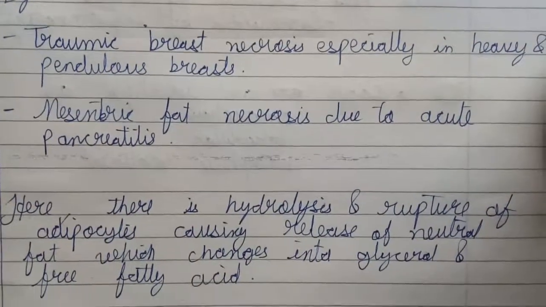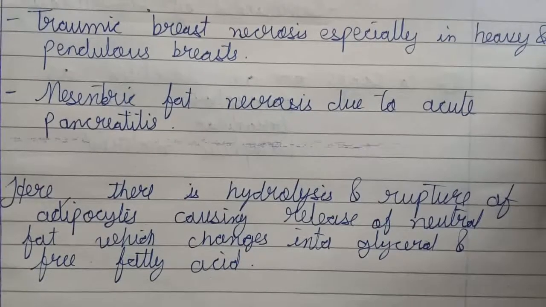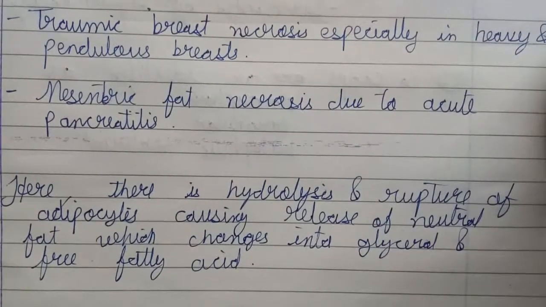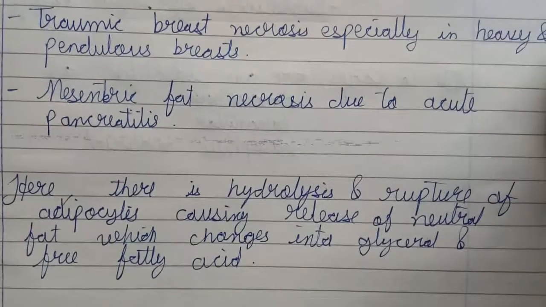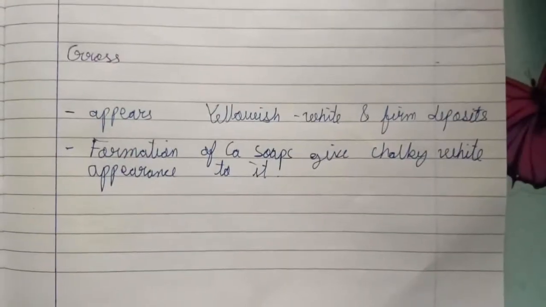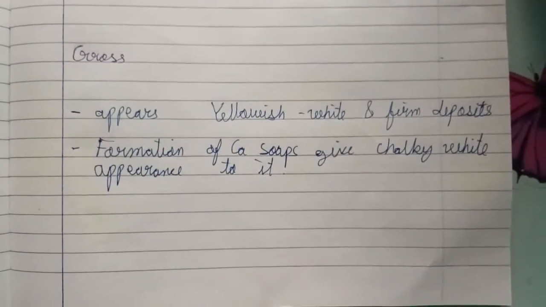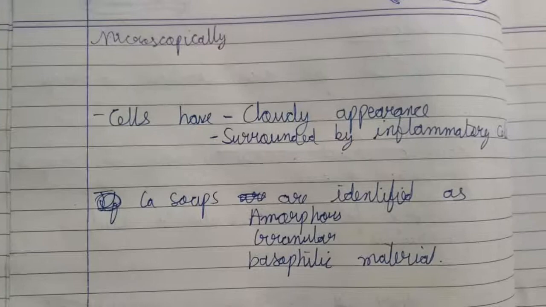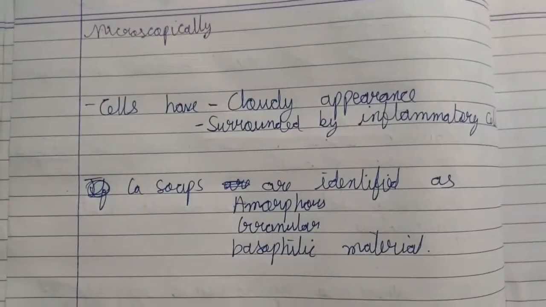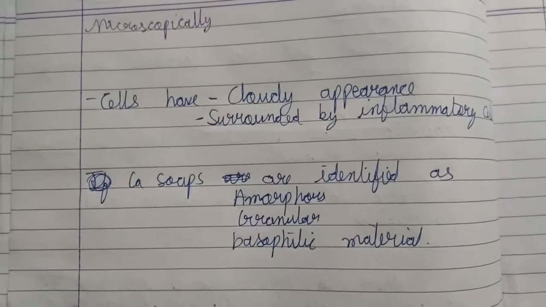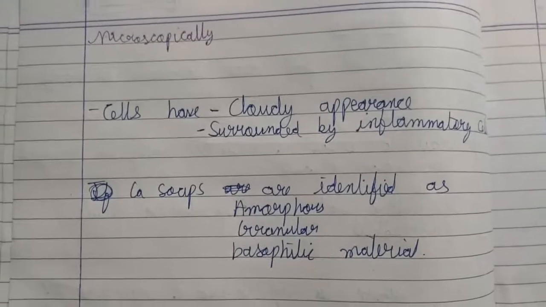Here the mechanism is hydrolysis and rupture of the adipocytes, that is, fat cells, causing release of neutral fat which changes into glycerol and free fatty acids. Grossly it appears as yellowish white, firm deposits. Formation of calcium soaps gives it a chalky white appearance. Microscopically, cells have a cloudy appearance surrounded by inflammatory cells, and calcium soaps are identified as amorphous granular basophilic material. So this is all about fat necrosis.